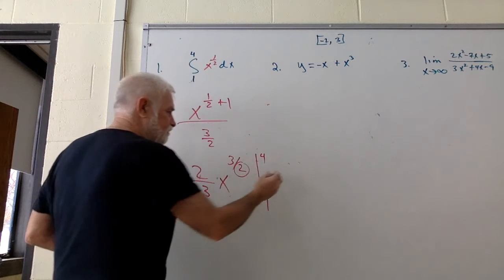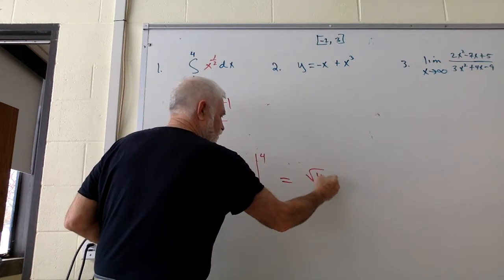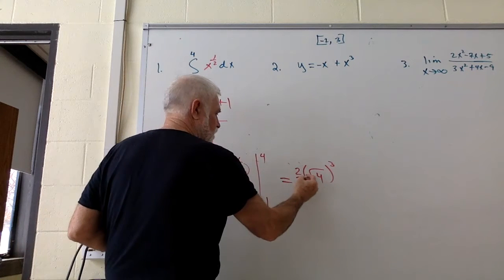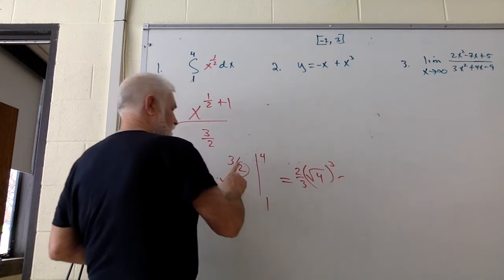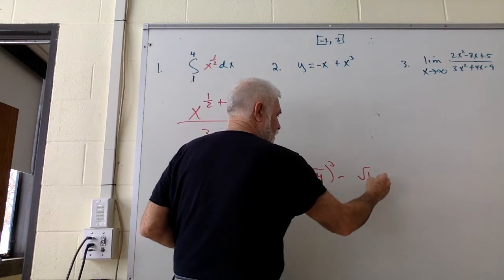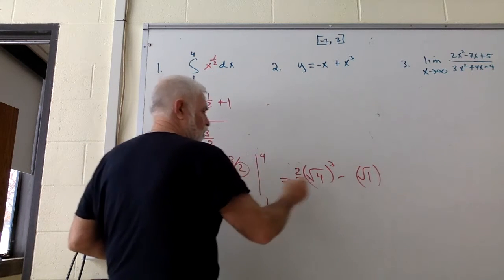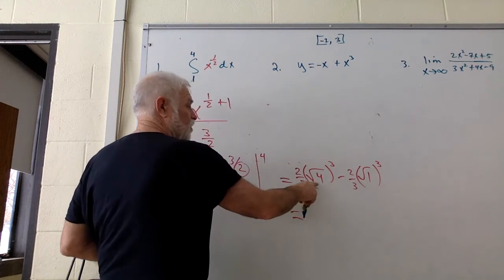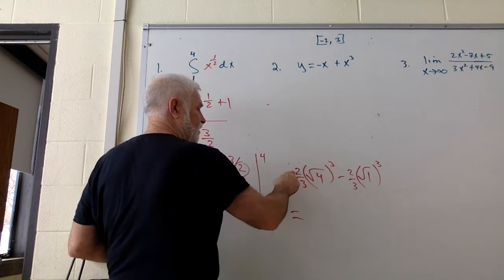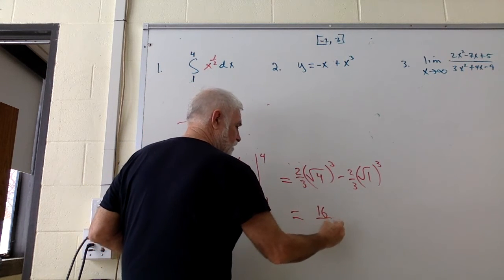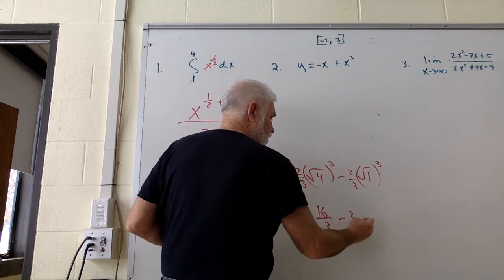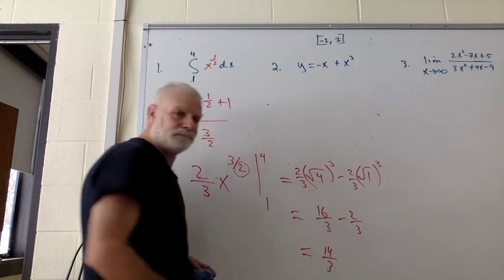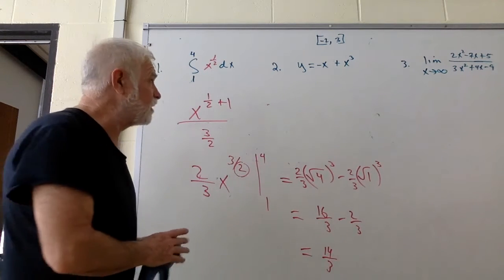So this becomes the square root of 4 cubed times 2/3, minus the square root of 1 cubed times 2/3. Square root of 4 is 2. 2 cubed is 8. 8 times 2/3 is 16 over 3, minus 2/3. The answer is 14 over 3. And I captured it all on the video.